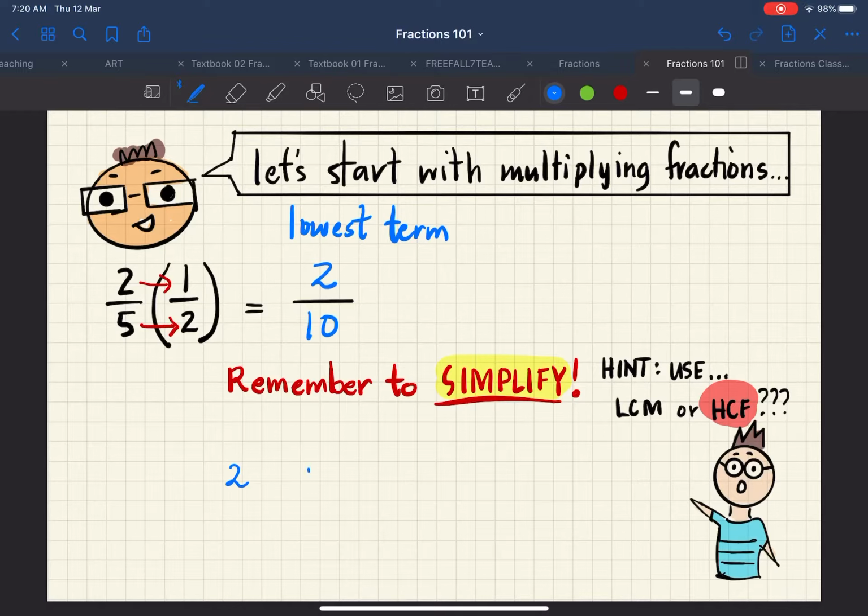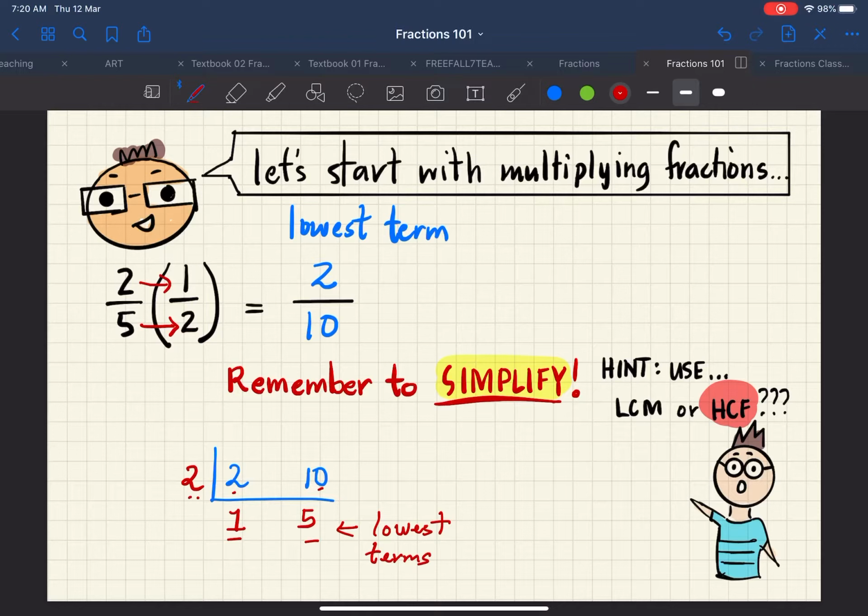So we have 2 and 10. What number can divide 2 and 10? We know from our rules of divisibility that all even numbers are divisible by 2. So let's try that. 2 divided by 2 is 1. 10 divided by 2 is 5. And since 1 and 5 are prime numbers, the only common factor is 1. That means this is already in its lowest terms. We can't make it any smaller.